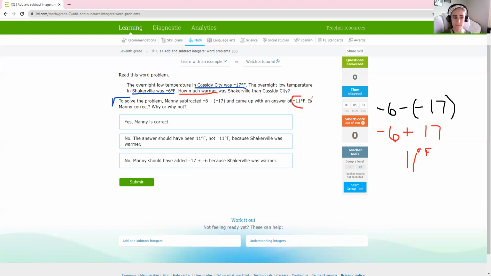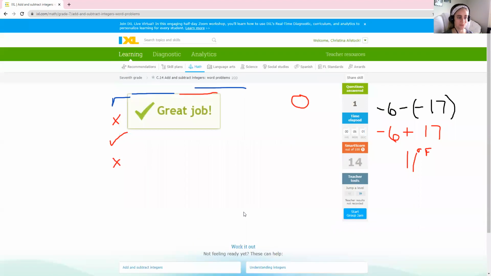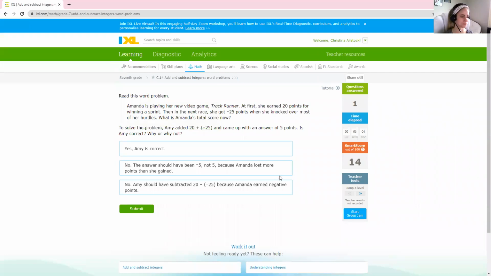Is that what Manny got? No, Manny got a negative 11. Now I'm going to read the 3 answer choices and see if one of those matches what we received. So yes, Manny is correct. Nope, we already know that's not right. No, the answer should have been 11 degrees Fahrenheit, not negative 11 degrees Fahrenheit, because Shakerville was warmer. That is correct. But just to make sure, I'm going to read the last one. No, Manny should have added negative 17 and negative 6. Yep, nope. All right. Yay. Let's try another one.